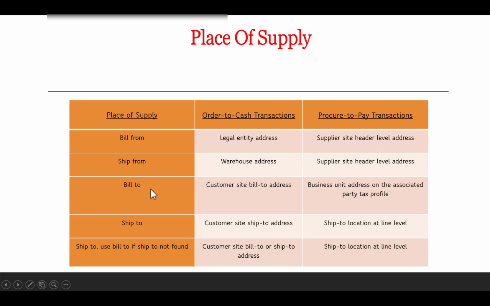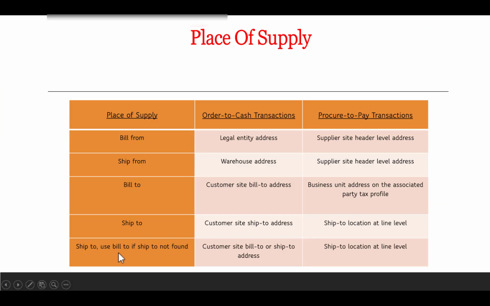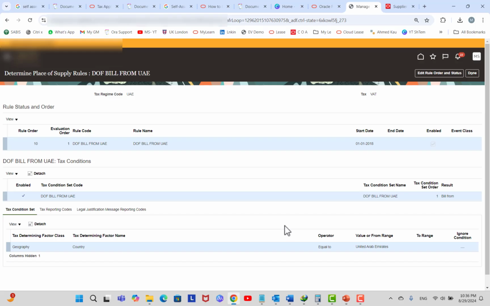And again, as you see here, bill to I will send to customers. Ship to also, I will ship the product to customers. Bill from supply, ship from supply, and so on. For the place of supply, I think there is no difference between E-Business Tax and Fusion. You can use bill from, ship from, or the third one, which is general: ship to, use bill to if ship to not found. So this is the country. Because in self-assessment, this place of supply is the main point of the self-assessment tax.